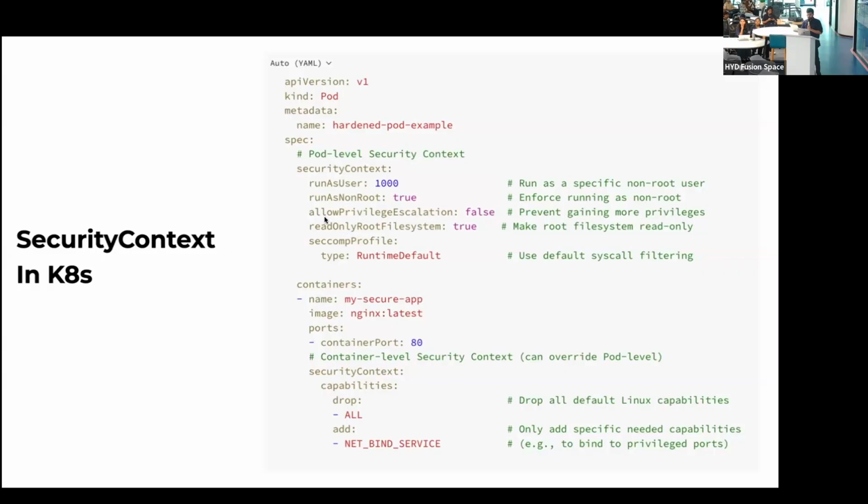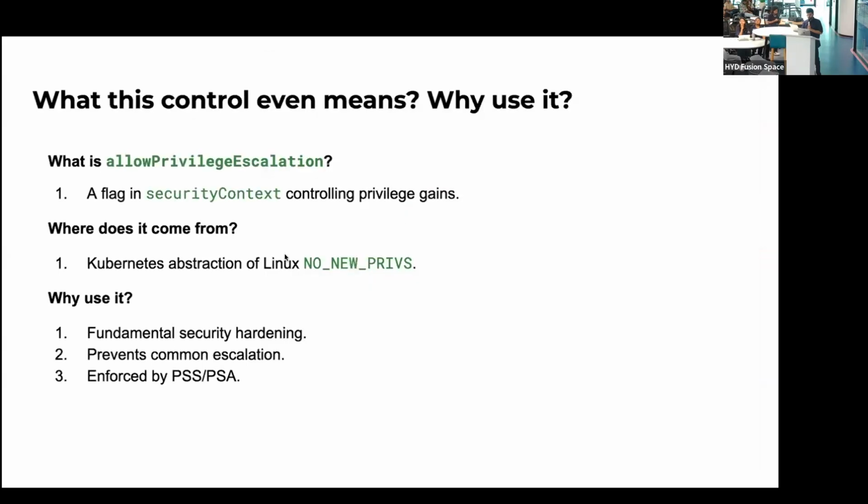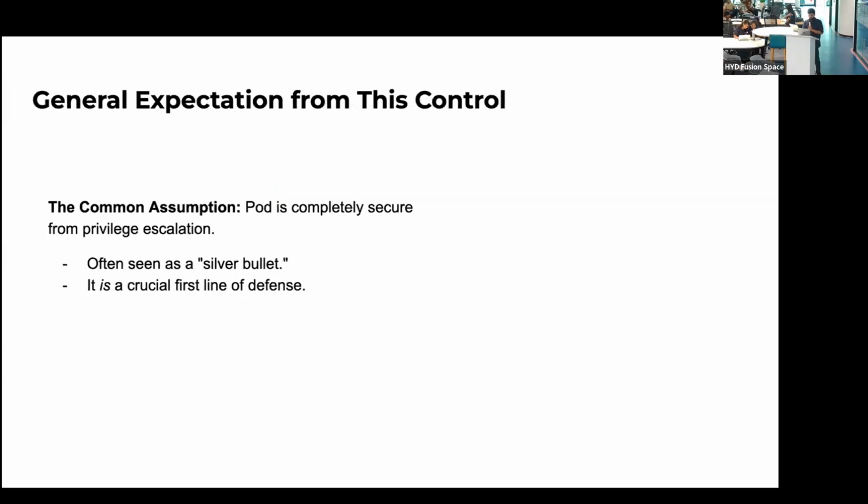And we have one problem with allowPrivilegeEscalation here. What is the problem? Kubernetes source code claims that once you set this to false, it will ensure there's no privilege escalation from the pod to the host or any kind of gaining more privileges, right? But that's not true. What is the general expectation from this control? Once we set this to false, it is taken for granted that this pod is completely secure from privilege escalation. It's often seen as a silver bullet, and every CSPM, KSPM, all the tools see this as, hey, once this is set to false, there's no privilege escalation possible anymore, right?